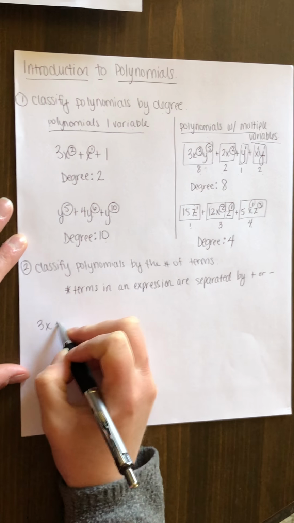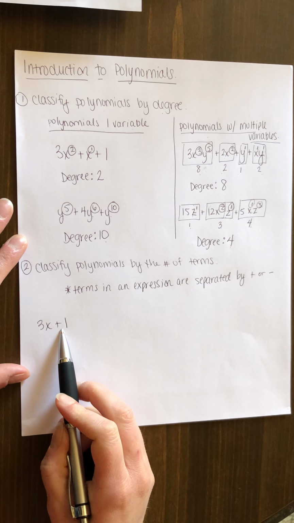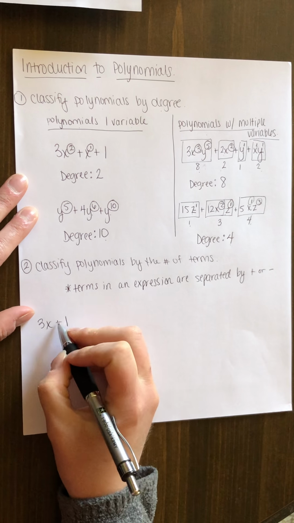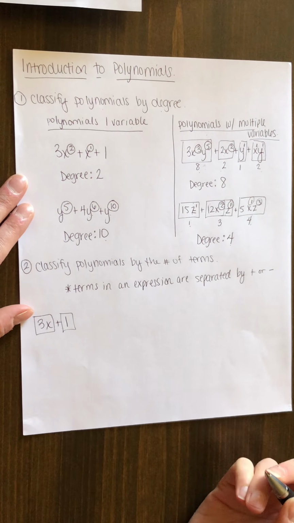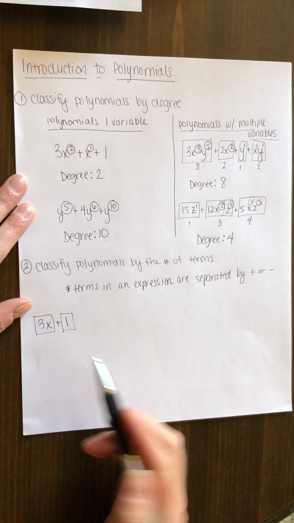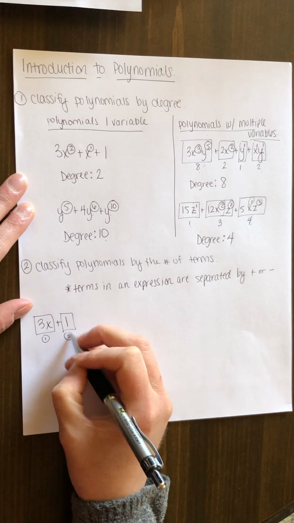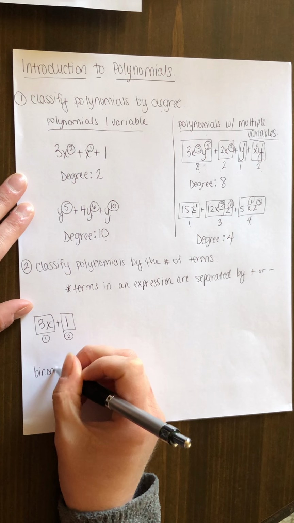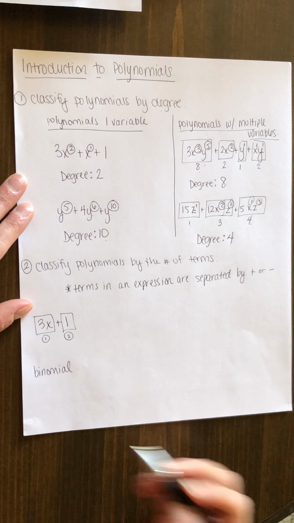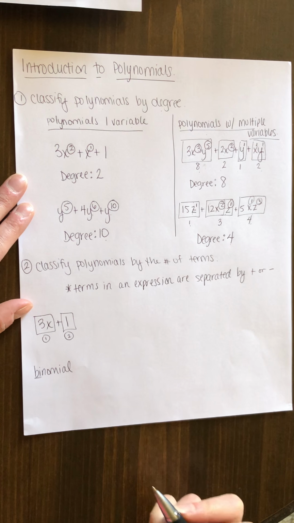So if we take a look at the expression 3x plus 1, we have a plus sign. So it is separating the two terms in this expression. So we have one term, two terms. A polynomial with two terms is called a binomial because the prefix bi means two.